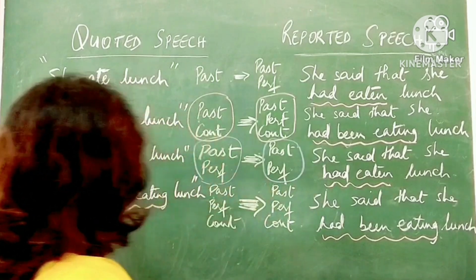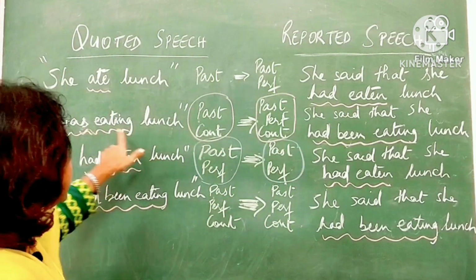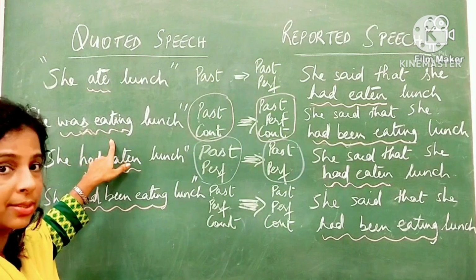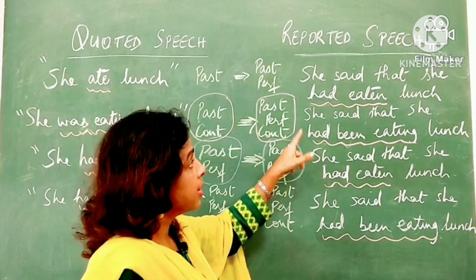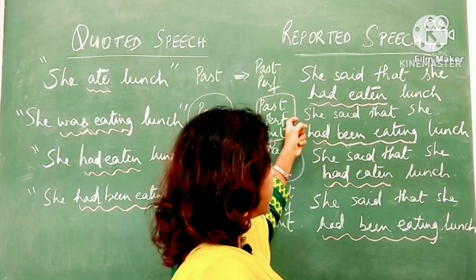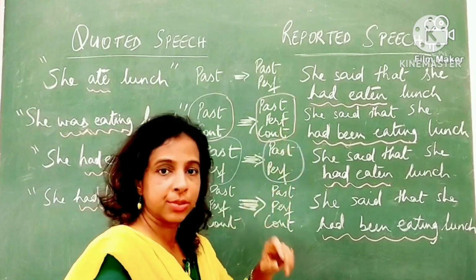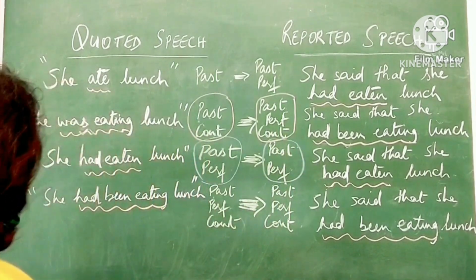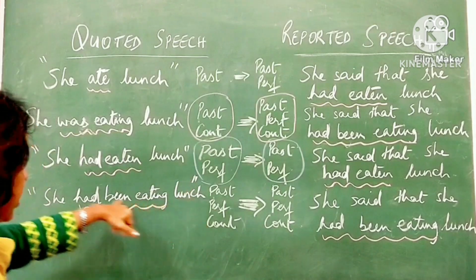Now, look at the second one. She was eating lunch. So, when you talk about she was eating, this is past continuous tense. Now, the past continuous tense will become the past perfect continuous tense. That is, she said that she had been eating lunch. You cannot say was been eating, you will have to say had been eating.